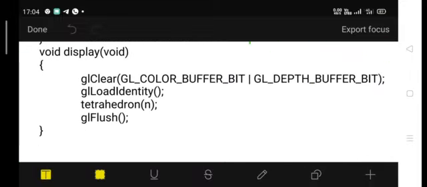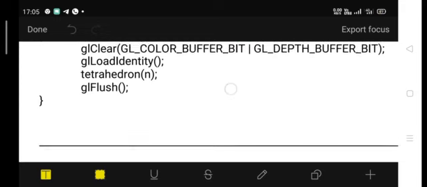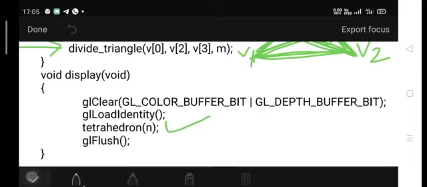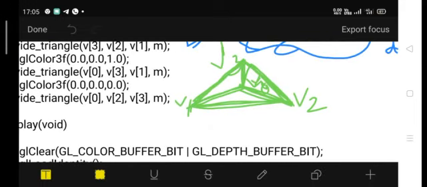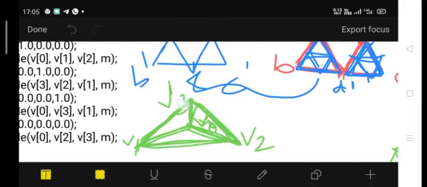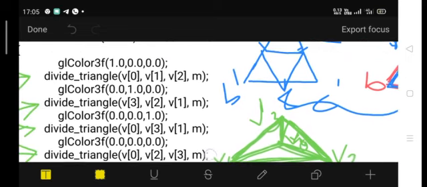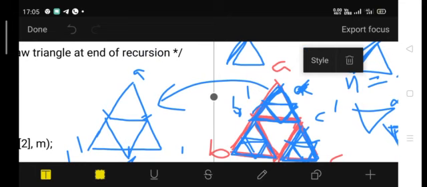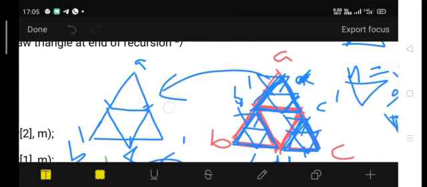Fine. Then we have a display function, of course, this is required. The display function makes a call to the tetrahedron. So this tetrahedron structure will be drawn first, followed by the tetrahedron making a call to divide triangle to perform this type of division of each facet.